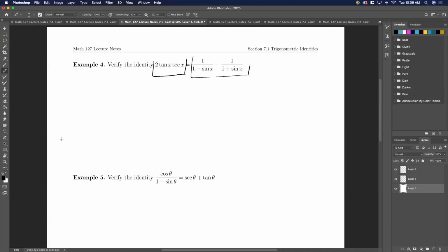Let's do some math for a second. So let's look at this mess. Which side do you guys want to work on? You want to work on the left-hand side or the right-hand side?